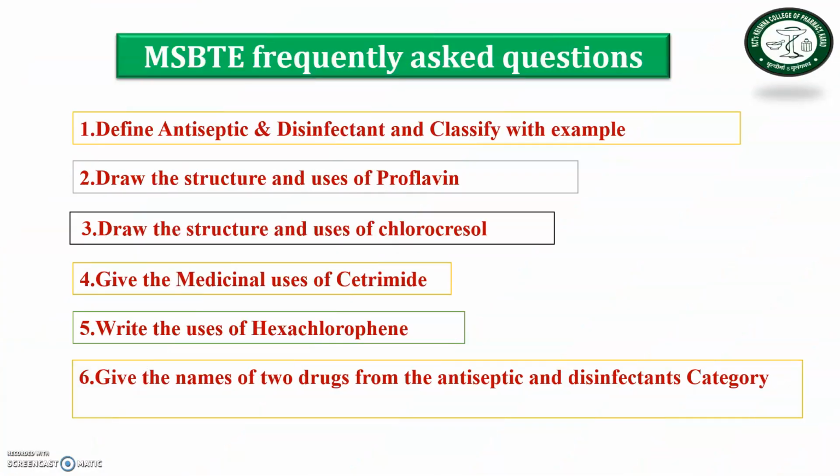So after finishing, here are 6 very important questions which are frequently asked in the MSBTE exam. I sorted these from the model answers and the question papers. First, define antiseptic and disinfectant and classify with examples. Second, draw the structure and uses of proflavin. Number 3, draw the structure and uses of chlorocresol.